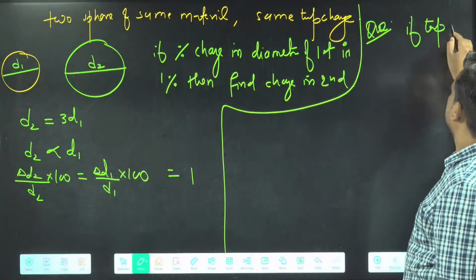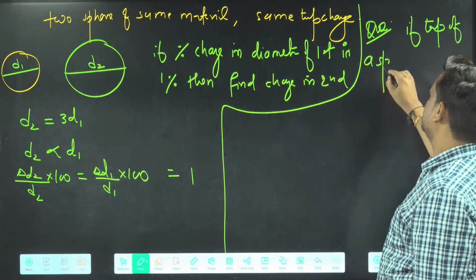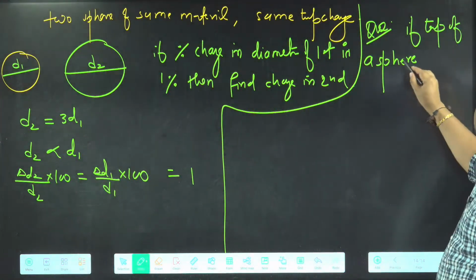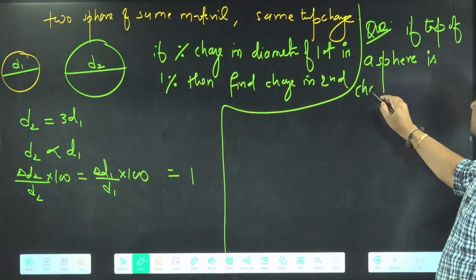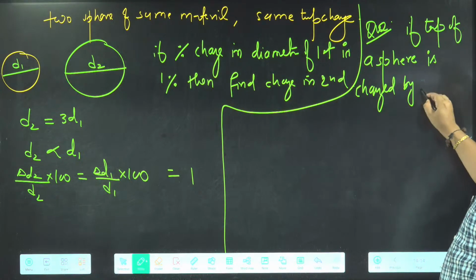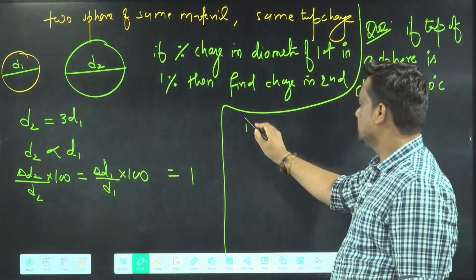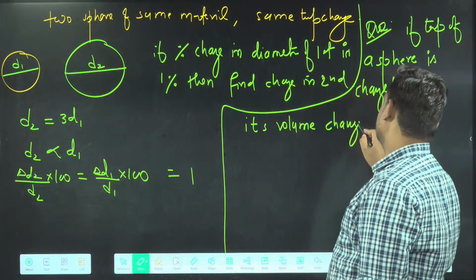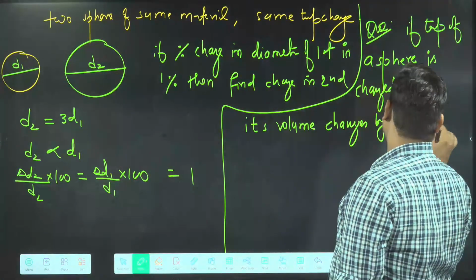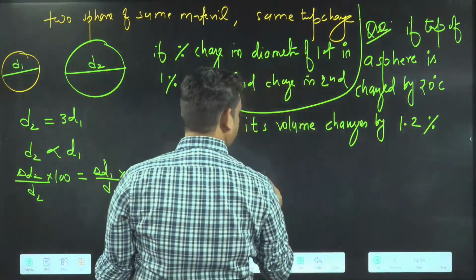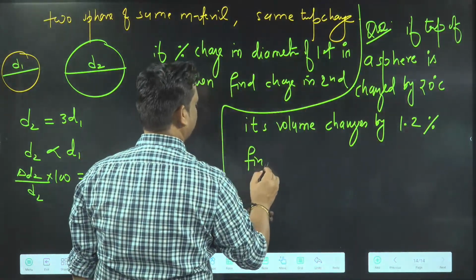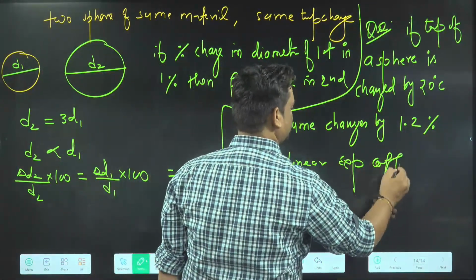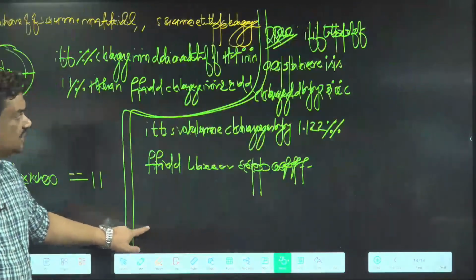Next question: if the temperature of a sphere is changed by 20 degrees Celsius, its volume changes by 1.2%. Find alpha, the linear expansion coefficient. So this is the question. Suppose here 100 times is also coming, then also it will be the same. Find the linear expansion coefficient. Read the question.